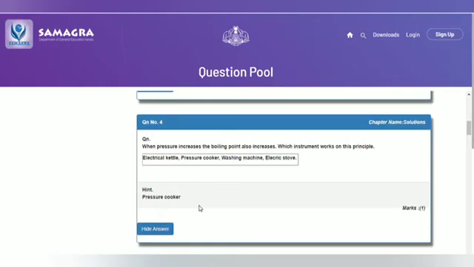Fourth question, when pressure increases, boiling point also increases. Which instrument works on this principle? Pressure cooker.